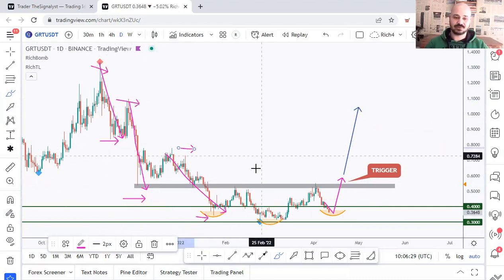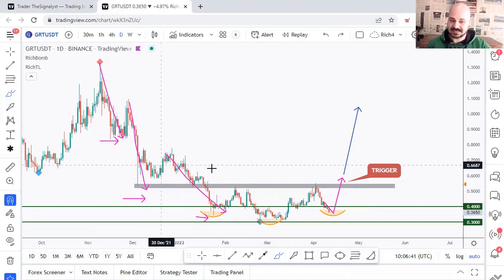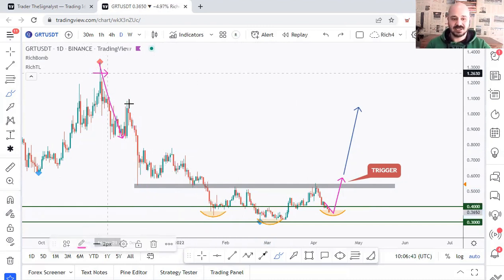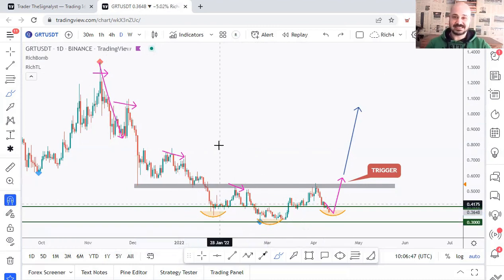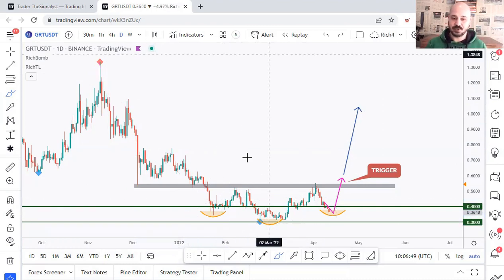So the sellers are still in control, but we know that they are very, very tired now. But that doesn't mean that the bulls are taking over just yet. Let's wait for confirmation. Then we made another lower low. So we are still bearish: lower highs, lower lows.